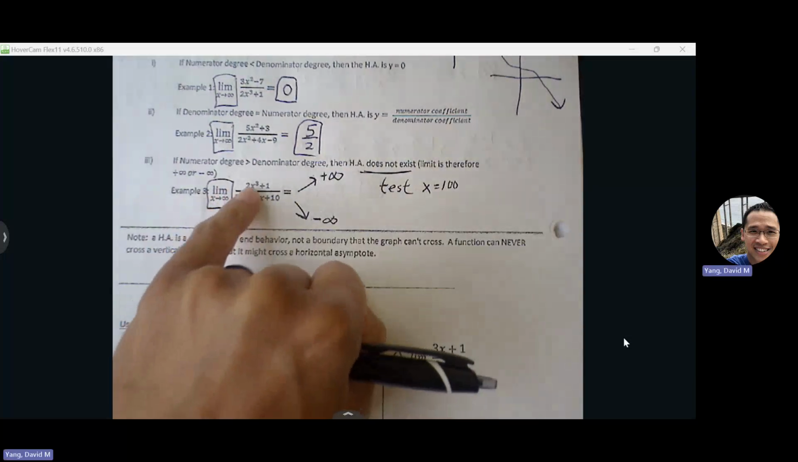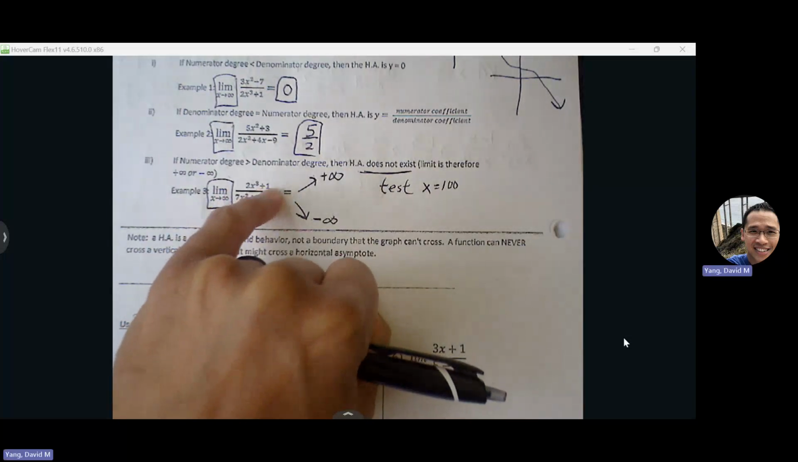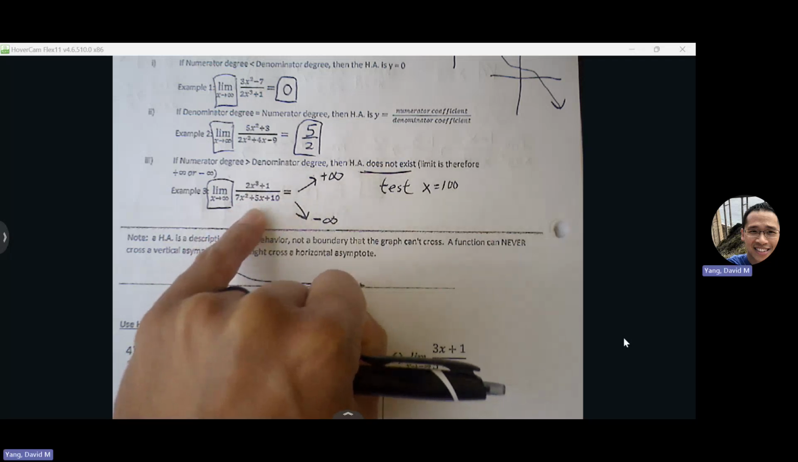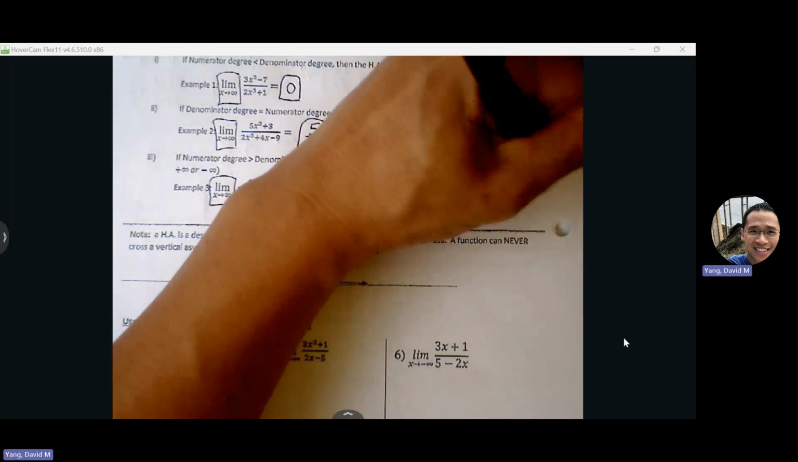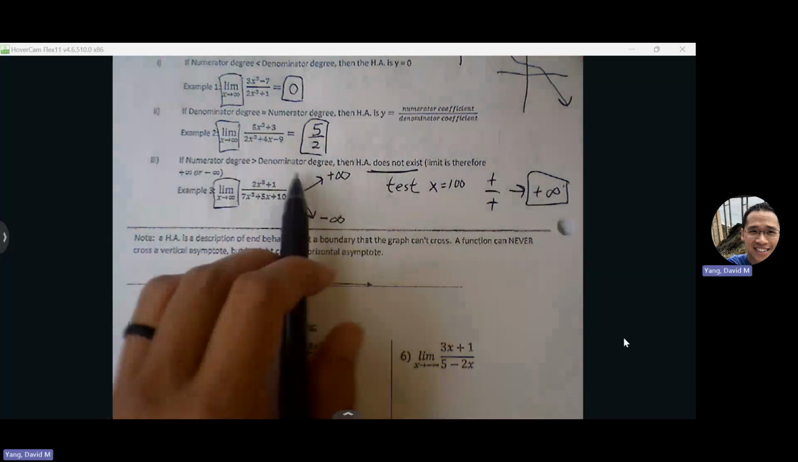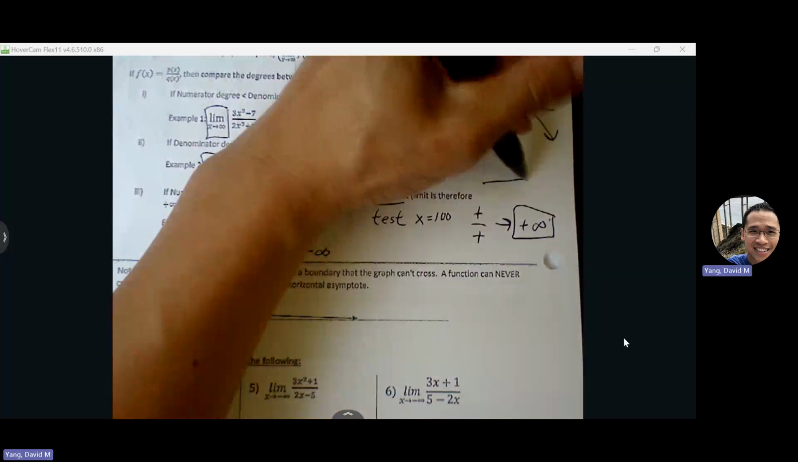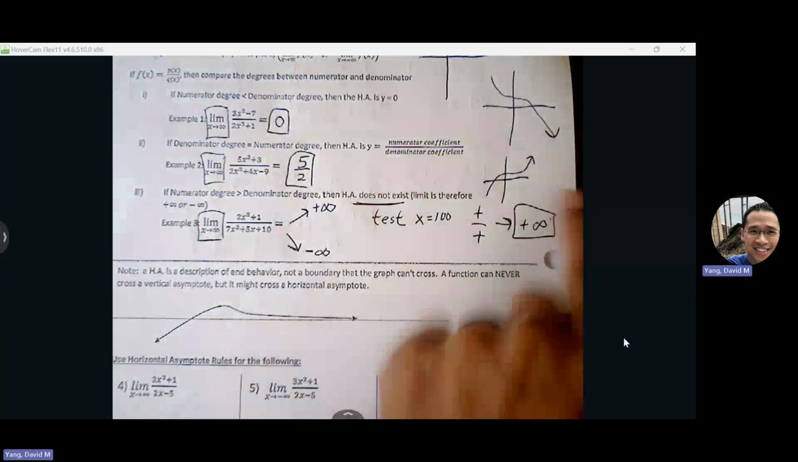So if I plug 100 into the numerator, positive or negative? Denominator, also positive. So positive over positive is positive. So therefore, there is no horizontal asymptote, but my limit is positive infinity because my graph is doing something like this. It is just kind of rising without bound.